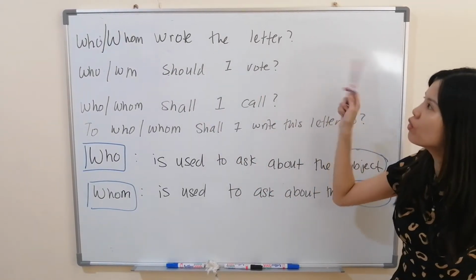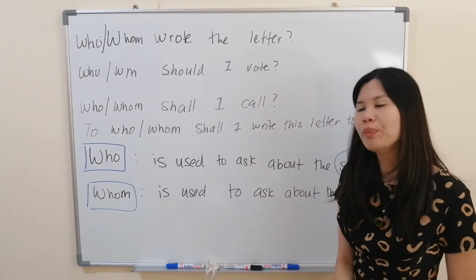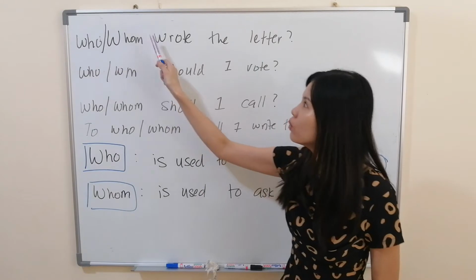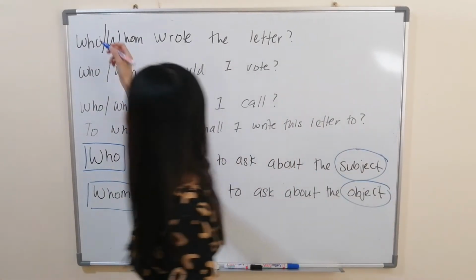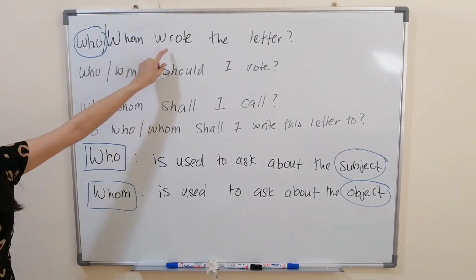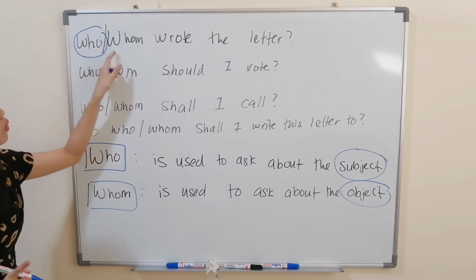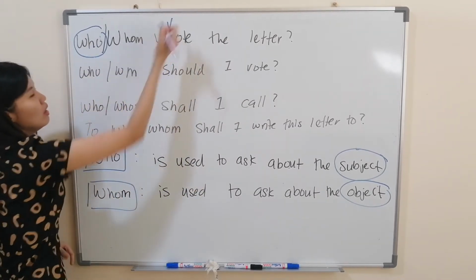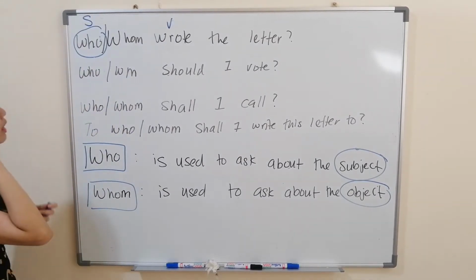Who or whom wrote the letter? Who is doing the action here? Wrote. It is who wrote the letter, because this person is doing the action. So who is correct here, because we are asking about the subject, the person doing the action. Who wrote the letter? Because wrote is the verb and who is the subject.